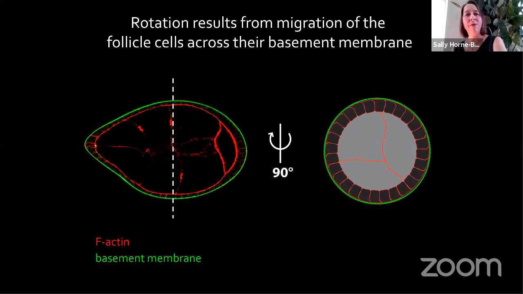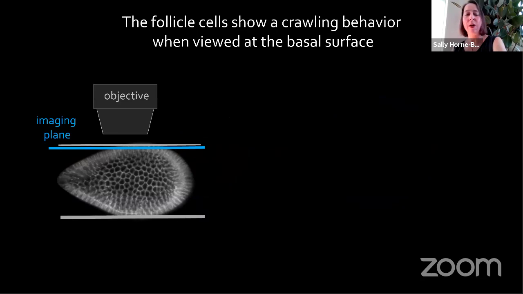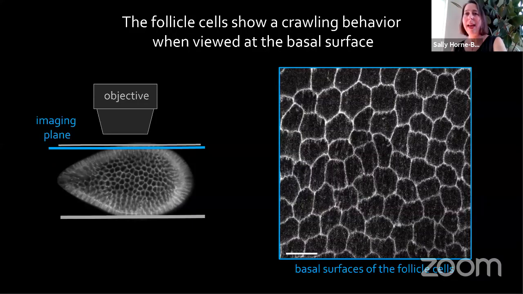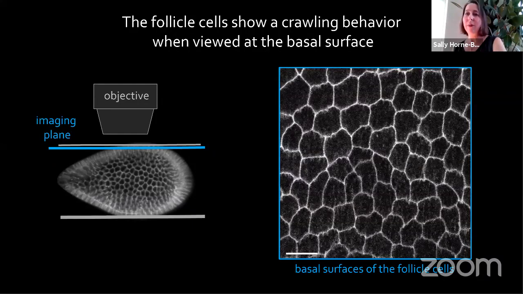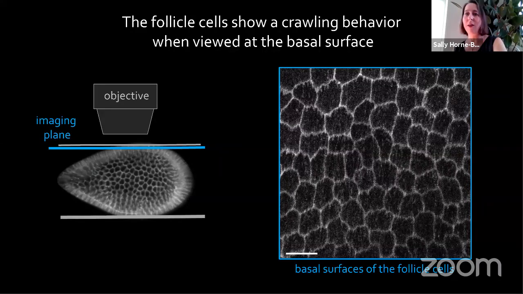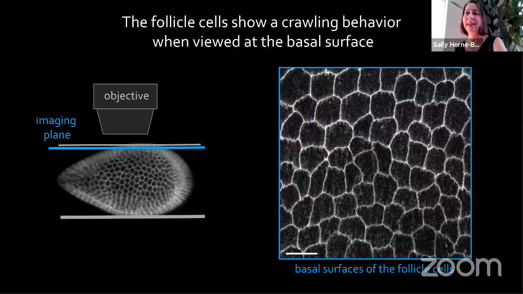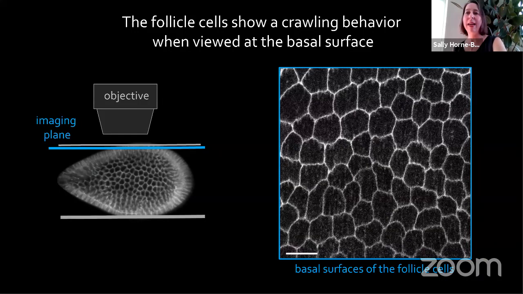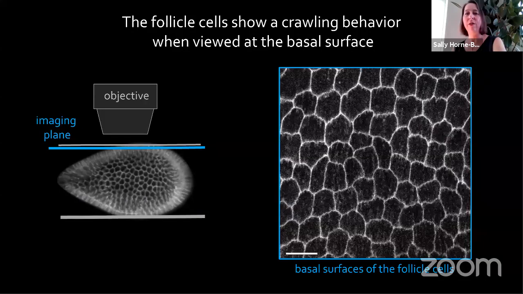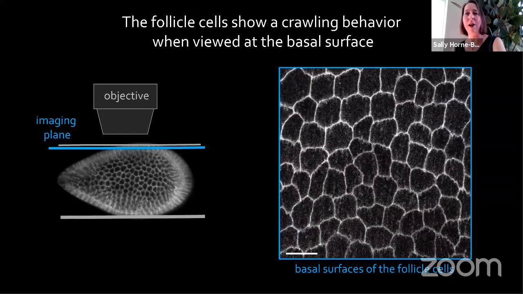And so now, if we take one of these rotating egg chambers and we compress it against a slide, we image the surface right underneath the cover slip. That's how we generate movies like this very first one that I showed you in the talk. And once you can look at the migration from this perspective, it becomes very clear that these cells are crawling along that basement membrane in a collective migration to generate that rotational motion. And it's these basal views of this tissue that I'm going to show you throughout the rest of the talk.